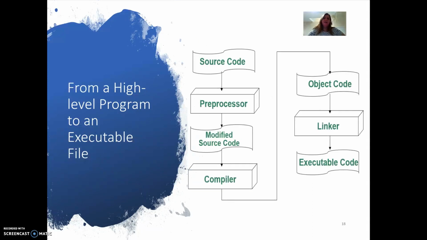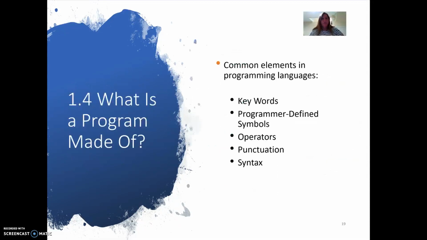So think about it as follows. You have your source code, which is the one that you just wrote down. You have the preprocessor that modifies the source by adding directives. Then you have the modified source that goes into the compiler. The compiler generates what we call an object, and that object goes into the linker, which links it to hardware-specific code, and then you have your executable file, and that's the file that runs on the computer.